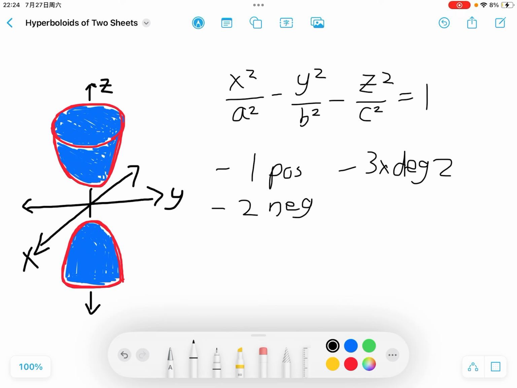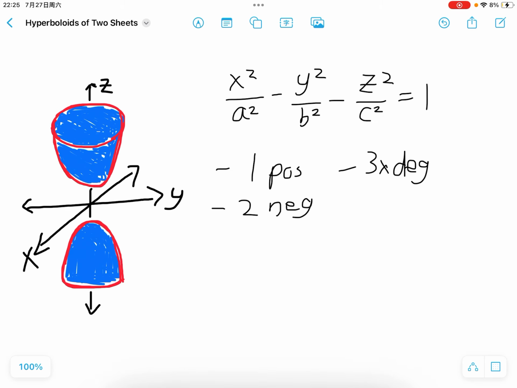Also we have a characteristic that the positive term is the axis that our graph is parallel to. So this graph is actually not equal to this equation. If we were to graph this equation here, we'd have something like a hyperboloid of two sheets that is facing this way, parallel along the x-axis. So this graph will actually correspond to having the z squared over c squared term being positive.